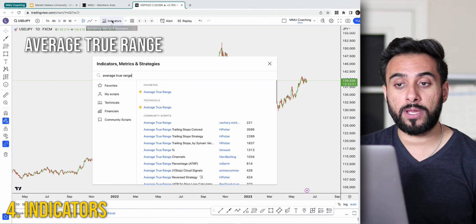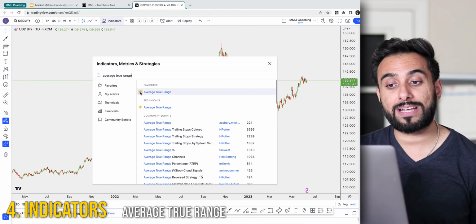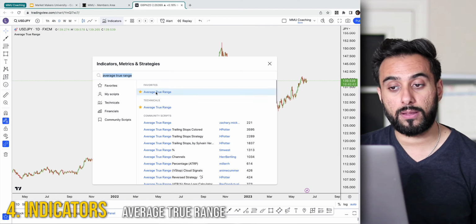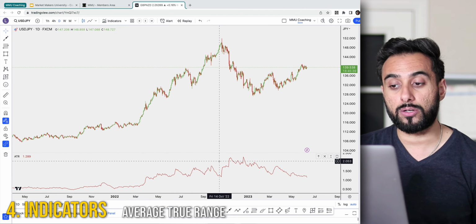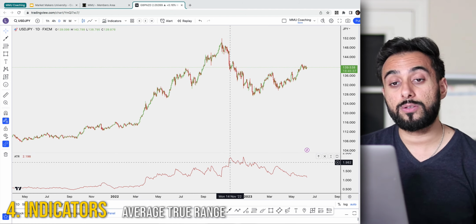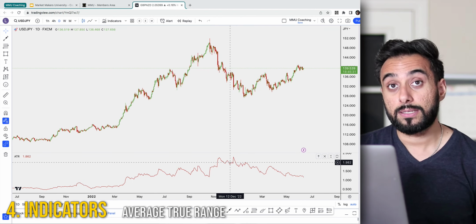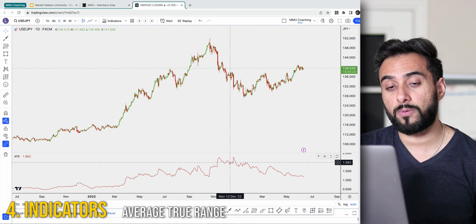So again, open the indicator window, you can just simply search and type average true range. You can notice I have it favorited, I have it bookmarked. Once you click on this indicator, it'll enable that indicator on your chart. And essentially how you can use this indicator to your advantage is you can use this as a sign of volatility to help you determine how far you should put your stop loss. Let me kind of explain what I mean.